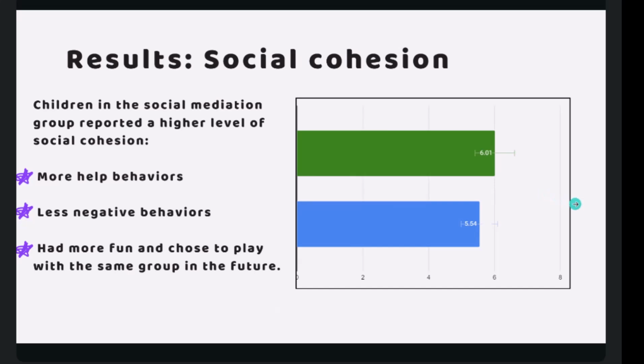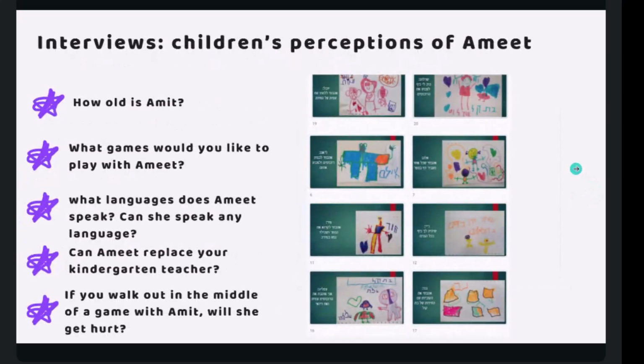So I think these results, the speech amount and also the social report of the kids, really speak to the strength of avatars or robots like Amit to make a difference in how children interact with each other.